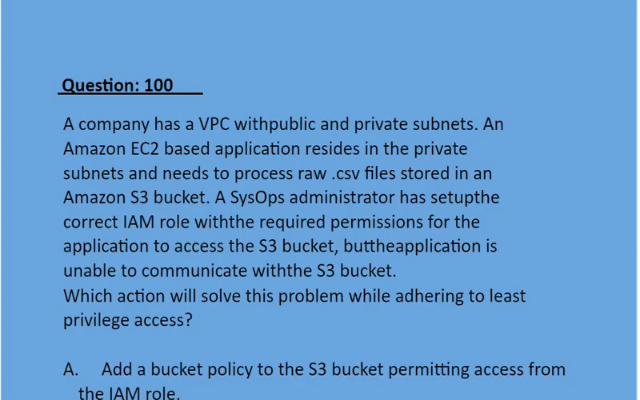Question: a company has a VPC with public and private subnets. An Amazon EC2 based application resides in the private subnets and needs to process raw .csv files stored in an Amazon S3 bucket. A SysOps administrator has set up the correct IAM role with the required permissions for the application to access the S3 bucket, but the application is unable to communicate with the S3 bucket. Which action will solve this problem while adhering to least privilege access?